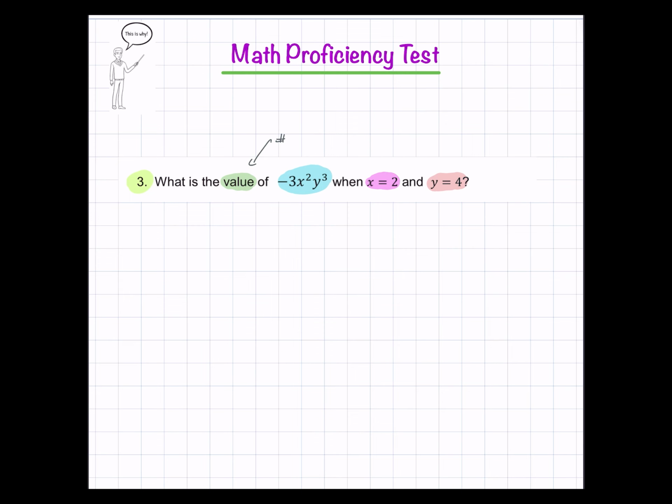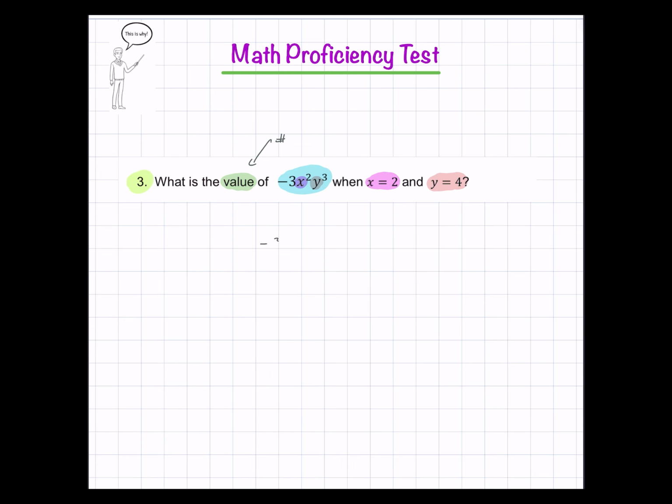And what number do we want? Well, we want the number that negative 3 times x squared times y cubed is going to be when x is equal to 2 and y is equal to 4. So all this means is we're going to take 2 and plug it in for x here, so square it. And we're going to take the 4 and plug that in for y and cube it. Then we multiply those two numbers together and multiply them by negative 3. And that's going to be our answer.